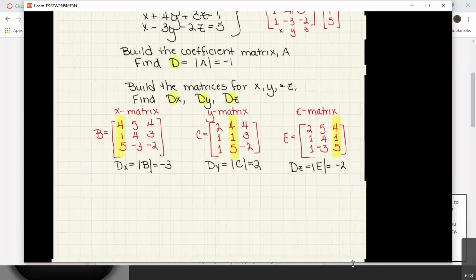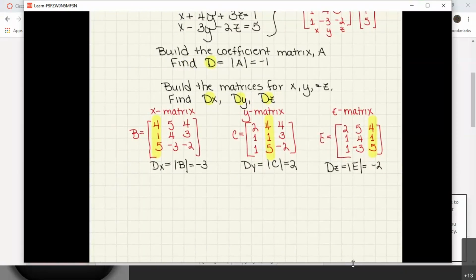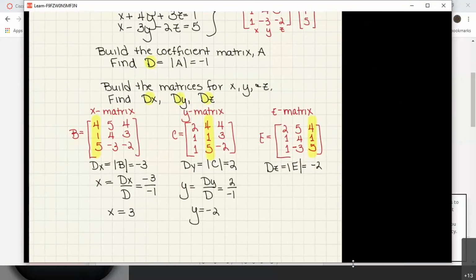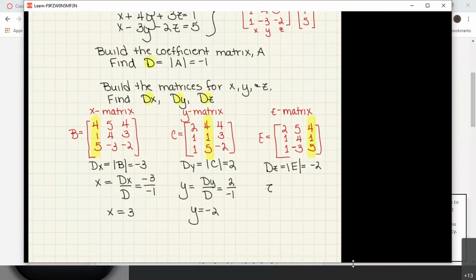All right, so now if I want to find my variables, x is going to be d sub x over d, which is -3 over -1. So x equals 3. Okay, my y value is going to be d sub y over d, which is 2 over -1. So y is -2. And last but not least, z is d sub z over d, -2 over -1. So z equals +2.